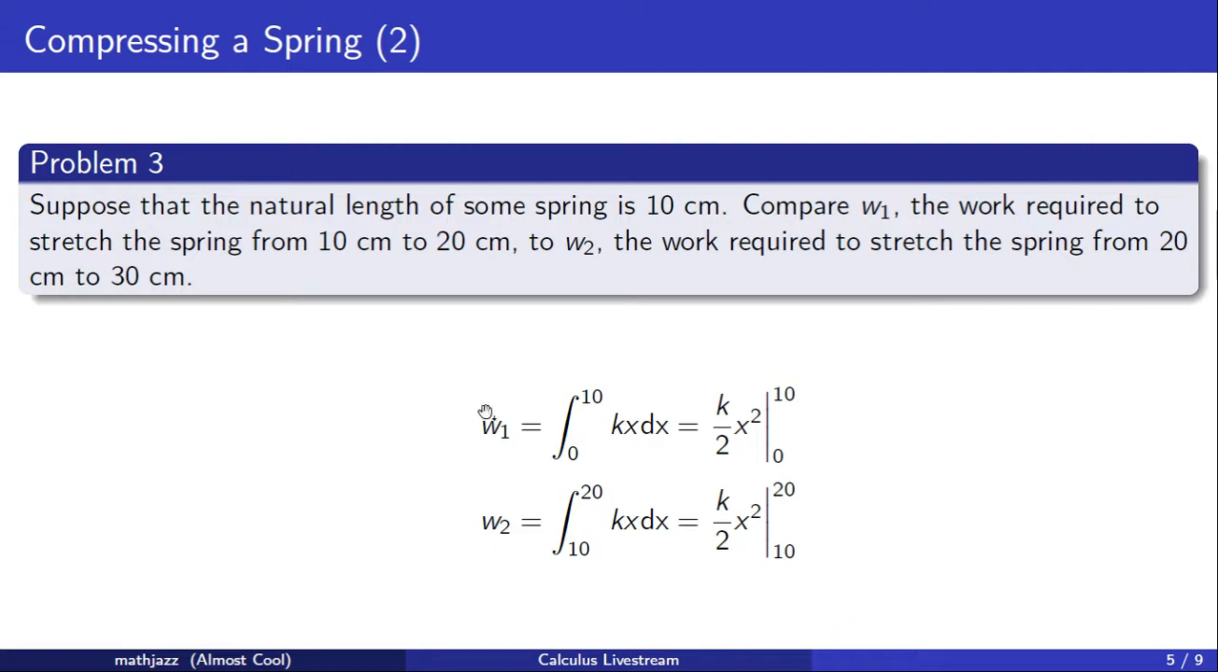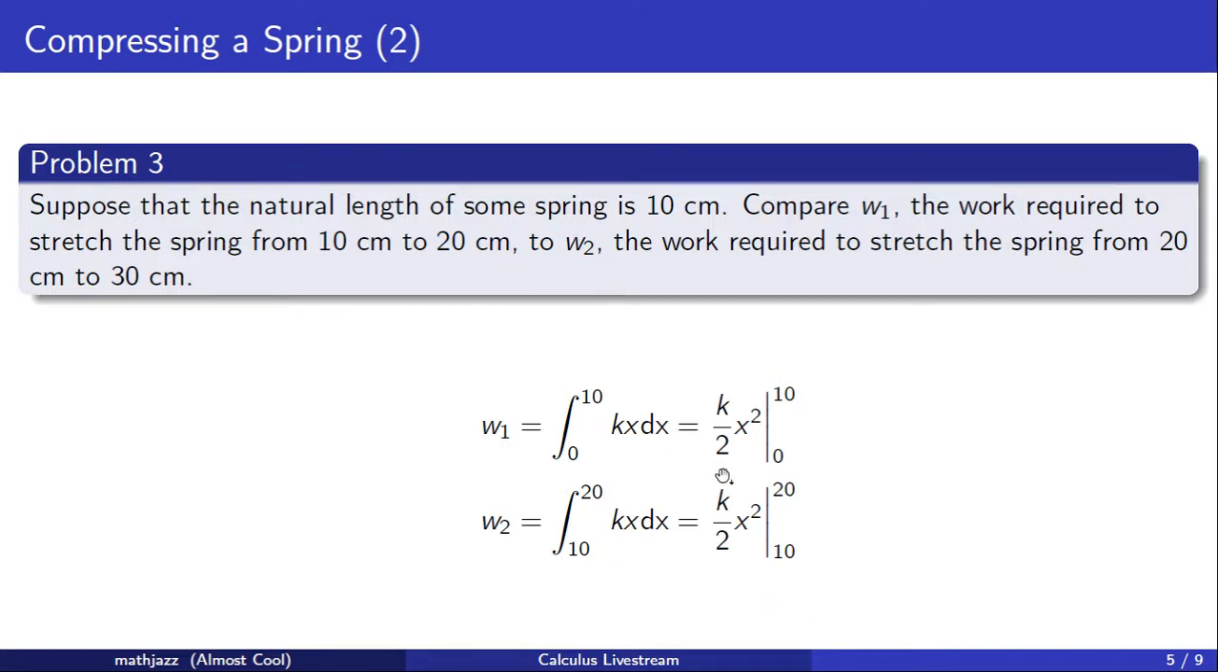But so long as we know that these are not in joules, they are in 10,000ths of a joule, then the numbers are fine. The math is correct. So we set these integrals up just as we did before. We have the integral from 0 to 10 of kx with respect to x, and work 2 is going to be the integral from 10 to 20 of kx dx.